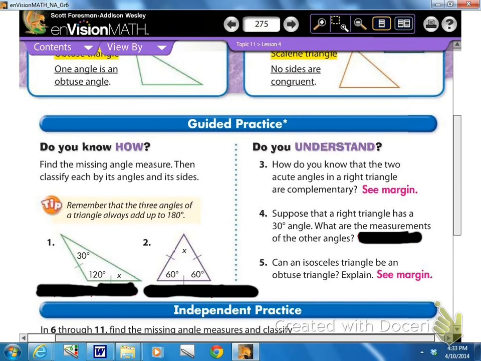Alright, look on page 275 at the guided practice, and I want you to do this for homework. For number 1 and number 2, you're finding the missing angle. So you have three things to do. You're finding x, the measurement of that missing angle. Then you're going to classify the triangle by angles and sides. So 3 answers for each of these problems. And then go ahead and answer questions 3, 4, and 5 and bring them to class tomorrow with a question if you have one. See you then.